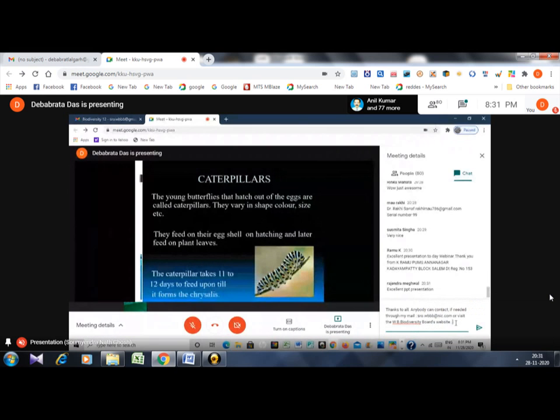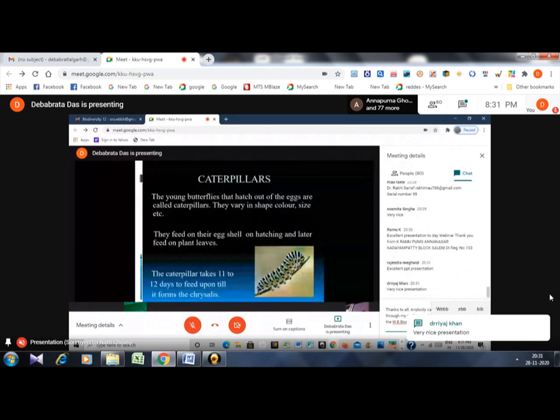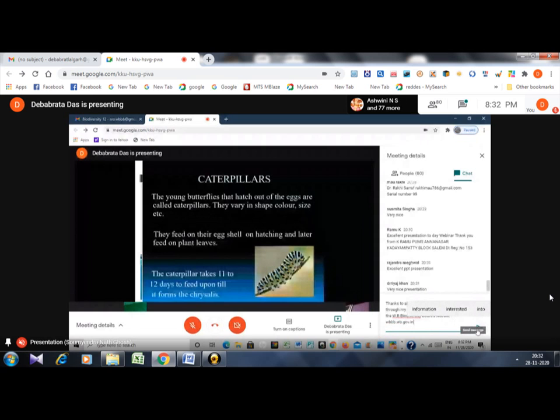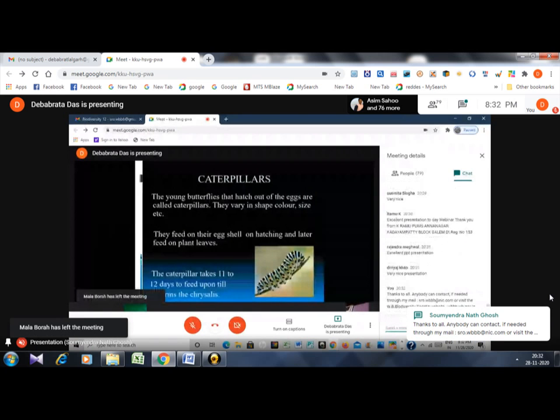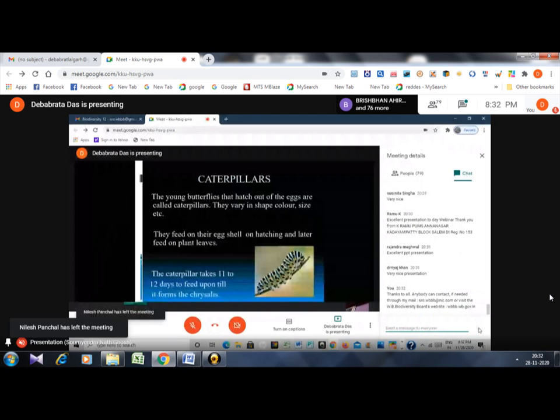It is an interesting fact that once hatching from the egg, the caterpillar first feeds on its eggshell, and then it feeds on the leaves. In its caterpillar stage, its main job is to eat and regain the strength to form the chrysalis. The fat and energy stored while eating in the caterpillar stage is spent in its chrysalis. The caterpillar takes 11 to 12 days to feed until it forms the chrysalis.